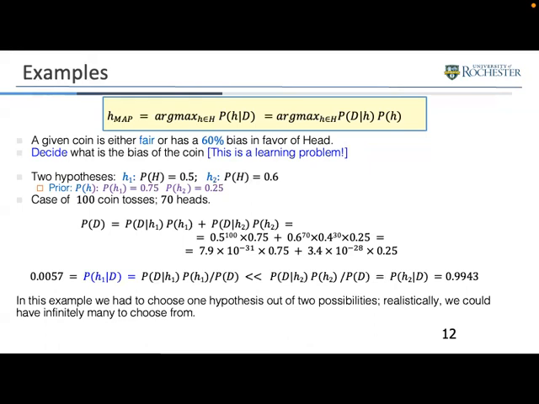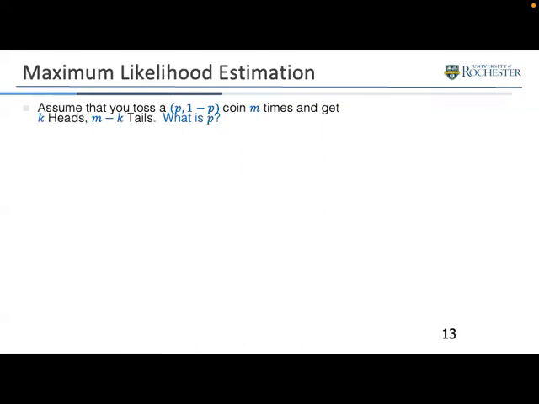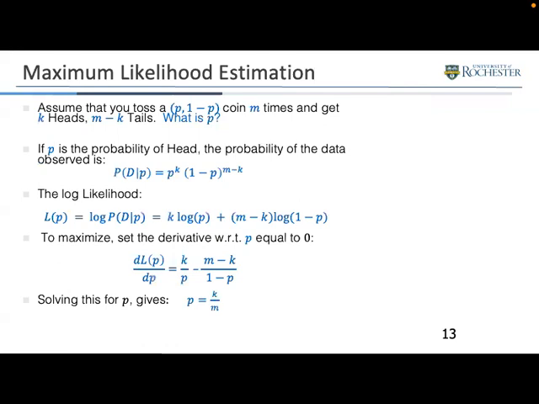So in this example, we have to choose one hypothesis out of two probabilities. Realistically, we could have infinitely many to choose from, and so that is the MAP. We're coming back to the maximum likelihood estimation. The previous one is maximum a posteriori. This one is likelihood. It means you just run the experiment to get the hypothesis.